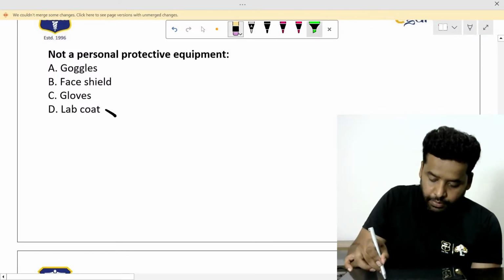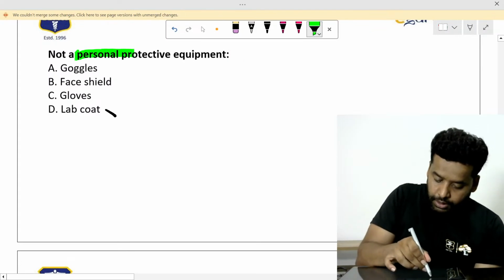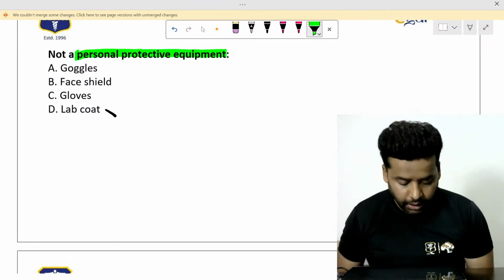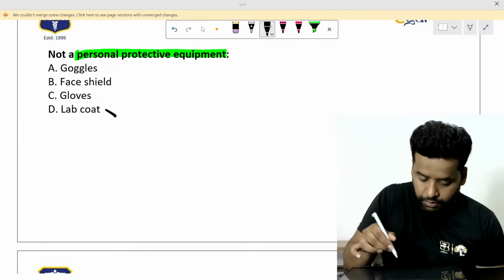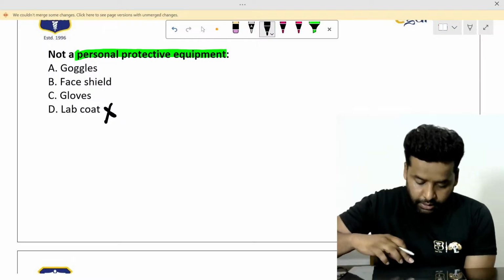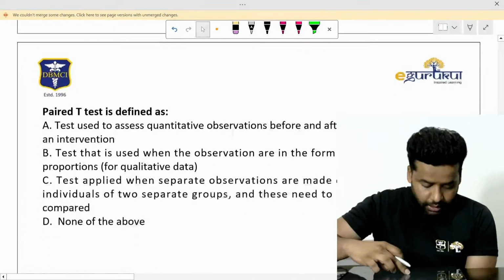It will not come under personal protective equipment. Lab coats, fine, it will look good for attendance and all, you need this, but personal protection, it is not the thing. So it's a matter of pride, agree.